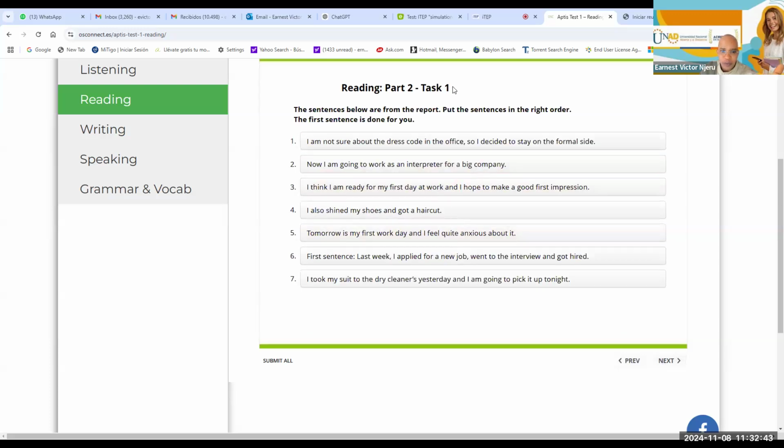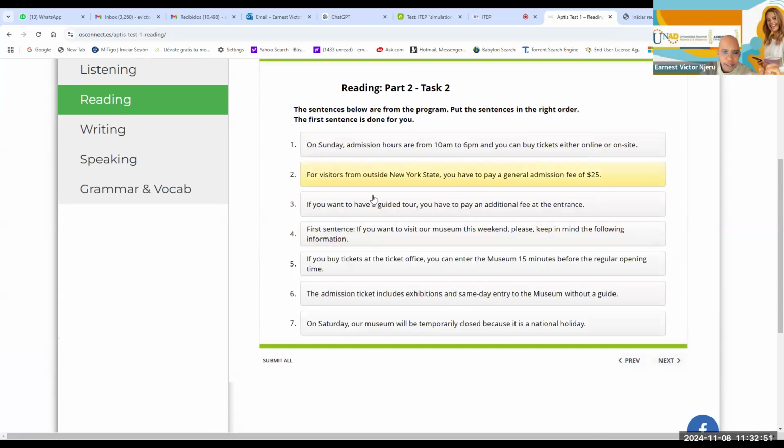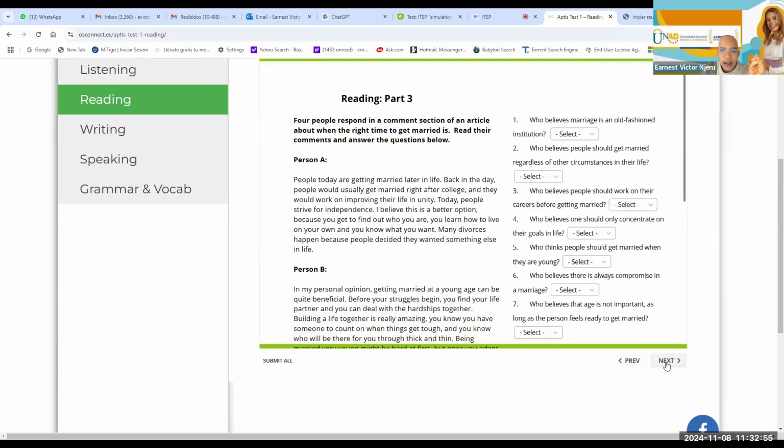Then you come to part two. You are going to put these sentences in order. So see, that's what you're supposed to organize, which is the correct one, etc. Then this is another part about the program, also to order them, which one is the first one and the last one. Then part 3 of the reading.